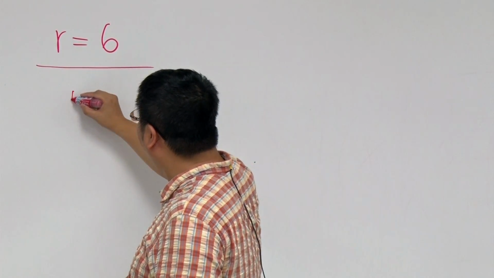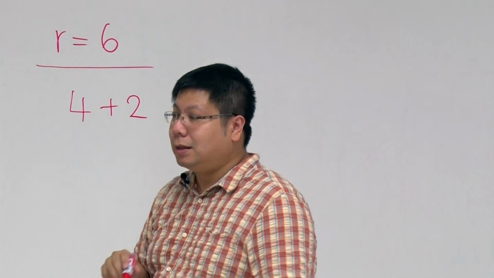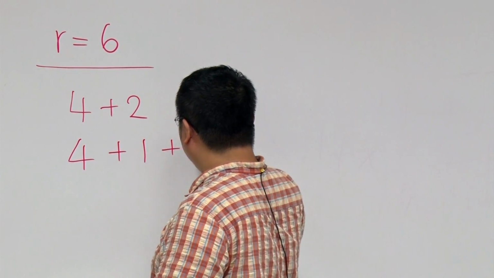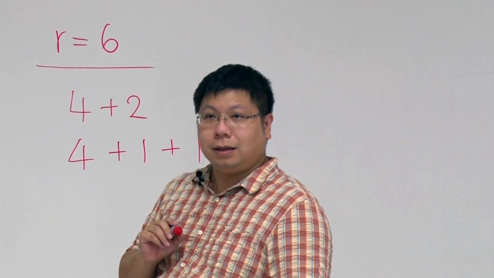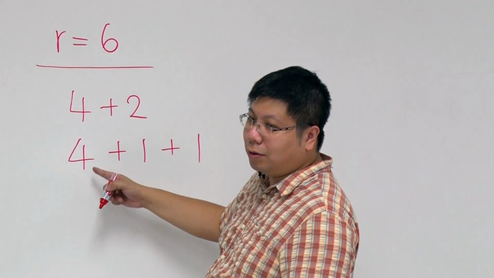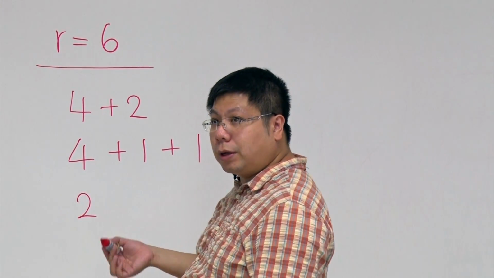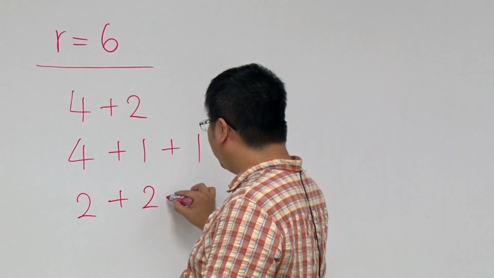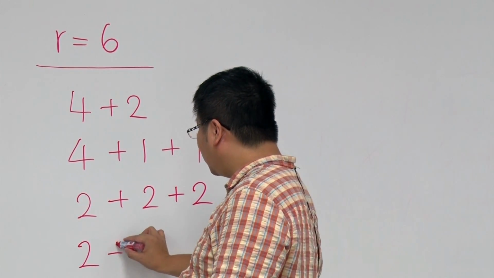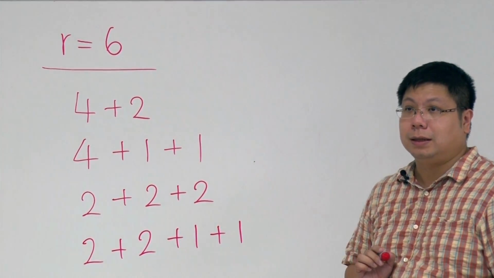So you may have 4 plus 2. This is one way, am I correct? And then you can have 4 plus 1 plus 1. Is that okay? And then you cannot have 4 anymore. These are the only cases that involve 4. So let's try 2. You can have 2 plus 2 plus 2. This is one way, right? Or you can have 2 plus 2 plus 1 plus 1. This is another way. Is that okay?